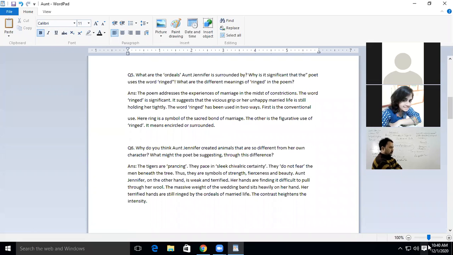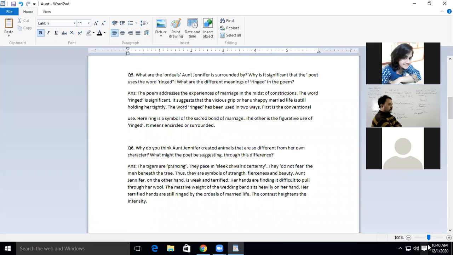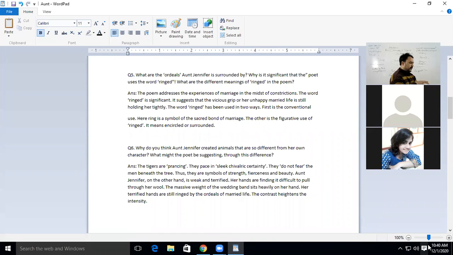Okay. So we desire what we do not have. We do not desire the thing which we already have. We desire the things which we do not have. So Aunt Jennifer did not have all these qualities, all this freedom, all these rights to enjoy like men or the tiger. Therefore, she longed for that. She desired that.